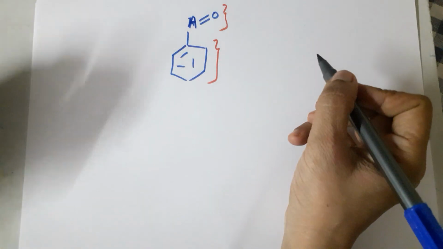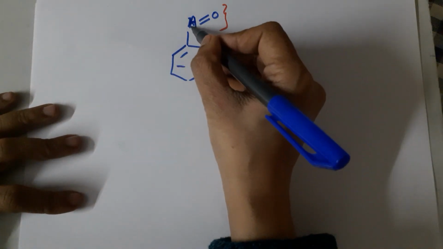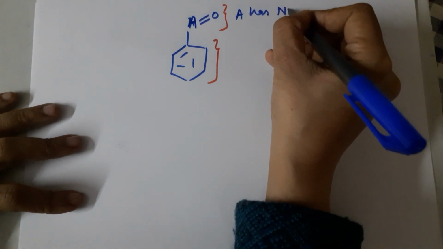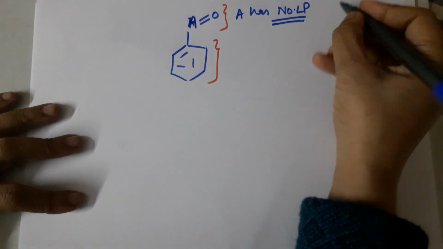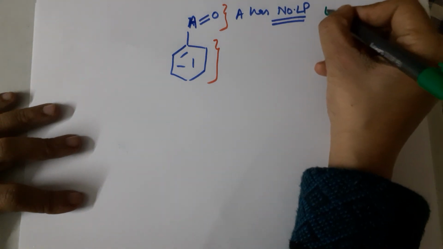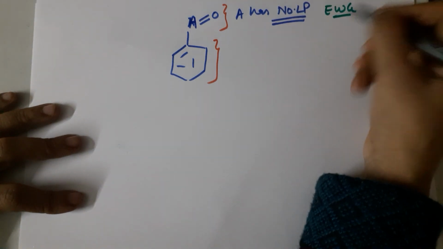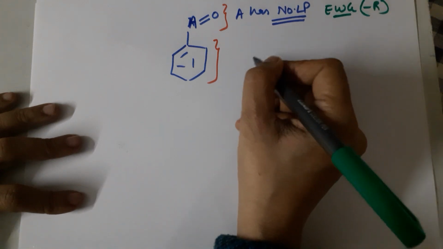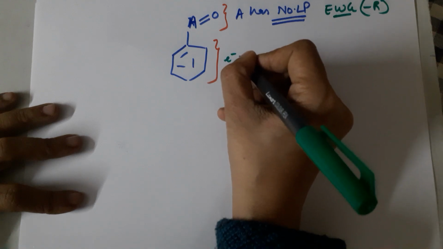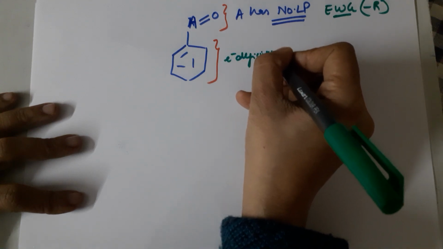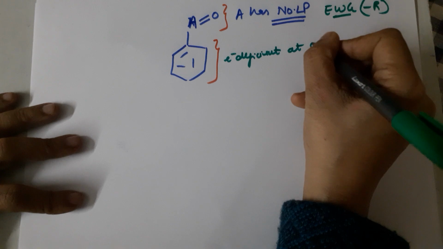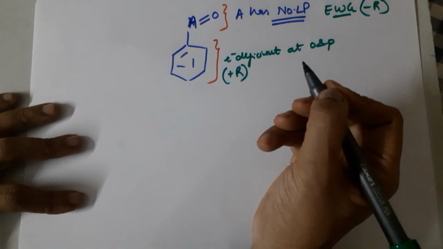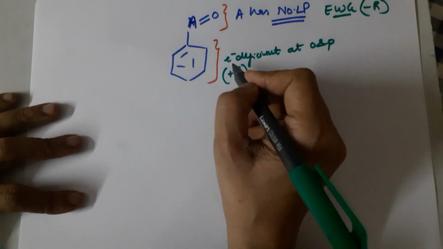Fine. So if benzene has something attached to it which has a double bond O, and this A has no lone pairs, then such groups are called electron withdrawing groups, and they pull the electrons towards themselves. We say they show minus R effect, while this benzene will become electron deficient at ortho and para positions. So this has a plus R effect observed onto the benzene ring.